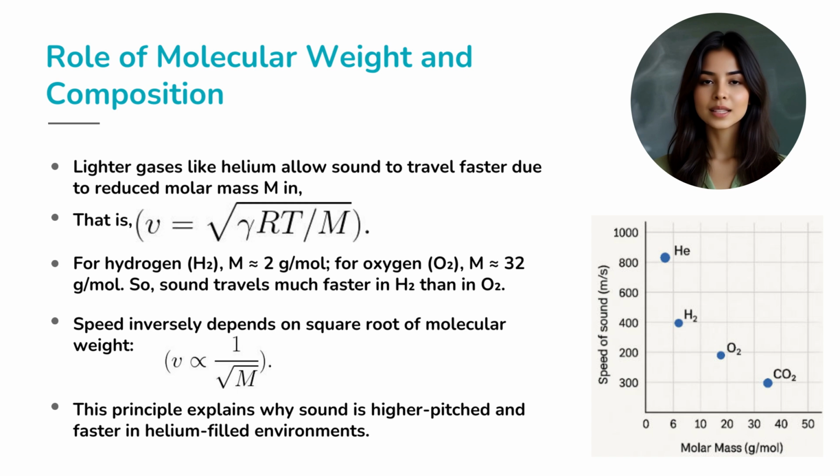Take hydrogen gas, H2, with a molar mass around 2 grams per mole, versus oxygen gas, O2, which clocks in at about 32 grams per mole. Since 2 is much smaller than 32, sound travels way faster in hydrogen than oxygen, kind of like racing a lightweight sports car versus a heavy truck. Imagine a scatter plot, with molar mass on the bottom going from light gases like helium and hydrogen to heavier ones like oxygen and carbon dioxide, and speed of sound on the side shooting downwards as molar mass increases.